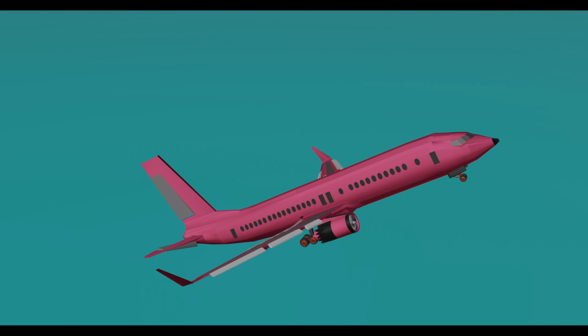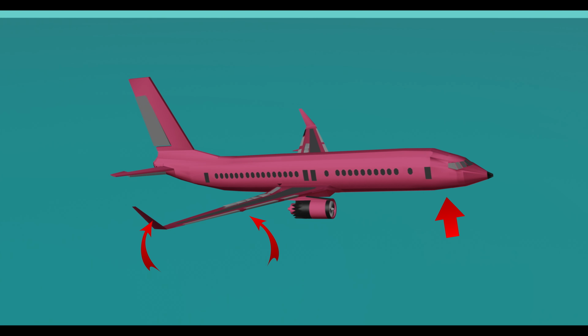The aircraft therefore goes up, and at a certain altitude, the landing gear is retracted. The flaps and slats, which usually move together at this point of flight, are retracted inwards.